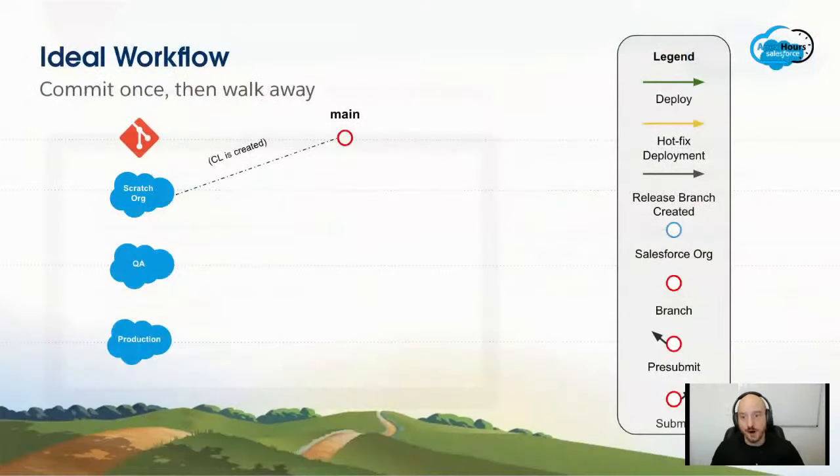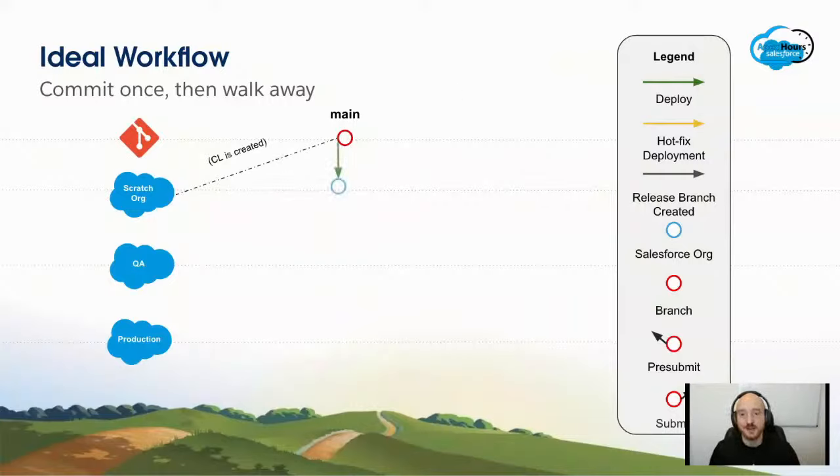Okay. So our ideal workflow looks a little bit something like this. The legend is going to be similar to what we reviewed on the previous slide. But in our ideal state, developers are working in a Scratch org where they'll make their modifications, they'll build whatever components they need to, they'll raise a CL, and that CL is pointed at the main branch. So what we're talking about here is trunk-based development. So the CL will be raised to the main branch.